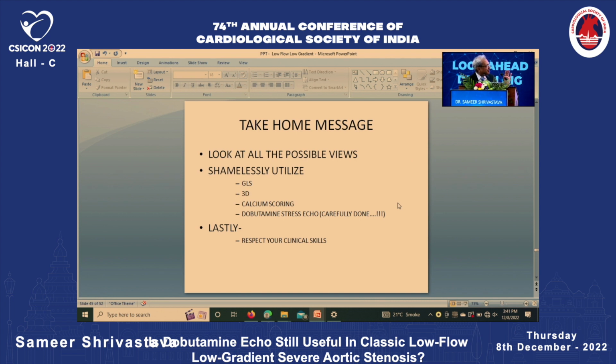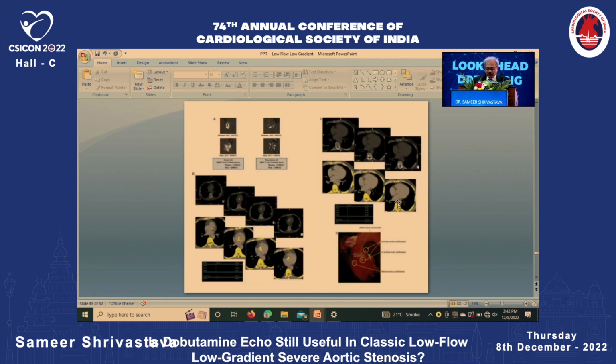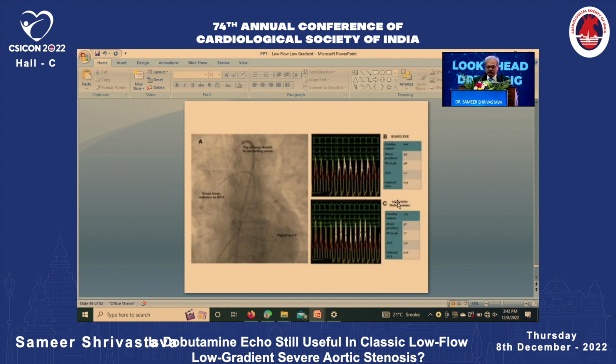So let me just sum up with my take-home messages. Look at all the possible views. Shamelessly utilize GLS. This is especially when you are looking at a paradoxical aortic stenosis. Because in paradoxical aortic stenosis, if your ejection fraction initially was 70%, now has become 55%, your ejection fraction per se is not going to be beneficial. It is the GLS which would have shown a lot. Use 3D, use calcium scoring, and dobutamine stress echo. Do it carefully and very carefully. And lastly, respect all your clinical skills. Thank you very much for a patient listening.